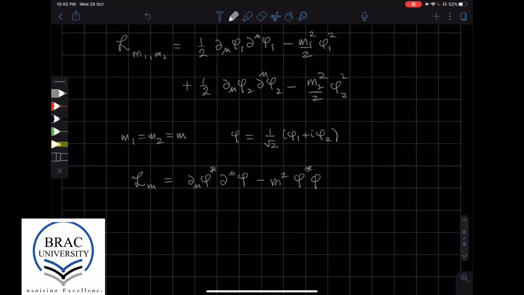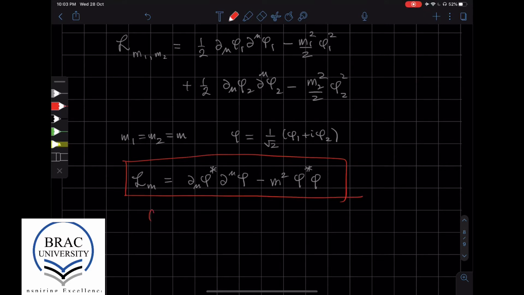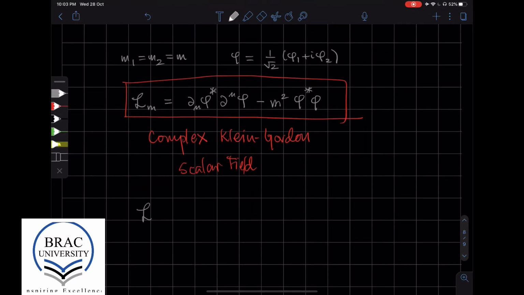Note that we could not have done it if the masses were different. Then the mass term would not neatly add up like this. This term would, but the mass term would not. So this limit was important. This is what I'm calling a complex scalar field, or a complex Klein-Gordon scalar field. When we quantize this theory, the Lagrangian will become del mu of phi dagger, del mu of phi, minus m squared phi dagger phi.